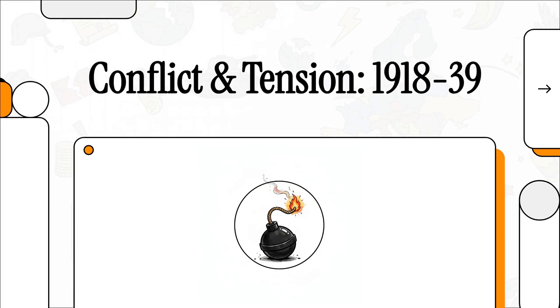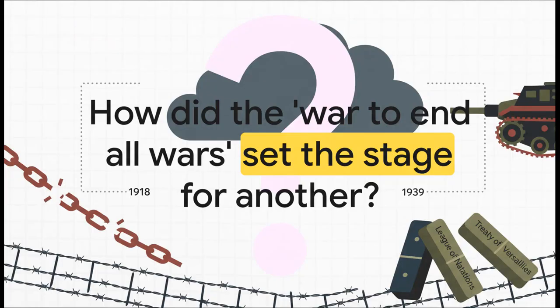Welcome to The Explainer. Today we're breaking down one of the most crucial topics for your GCSE history exam, the turbulent years between the two world wars, a time when the world went from celebrating peace to hurtling towards another, even bigger conflict. So let's just dive right in.